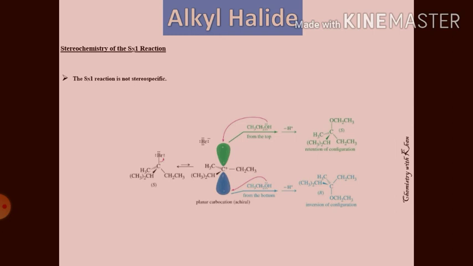Bromine is removing. If the alcohol attacks from the top, it will be retention of configuration. And if we look at the blue one, if the alcohol reacts from the bottom, meaning planar carbocation, inversion of configuration will occur. It means that there may be retention or there may be inversion. So it's not a stereospecific reaction.